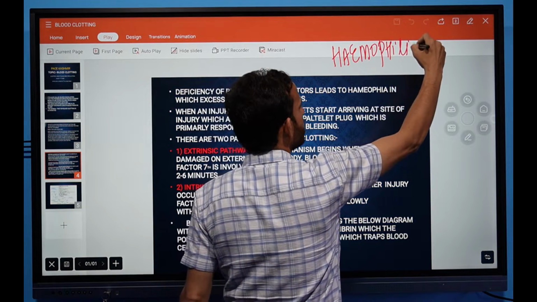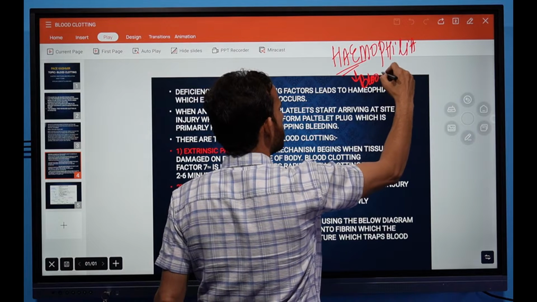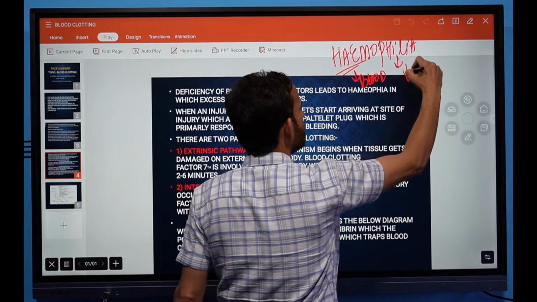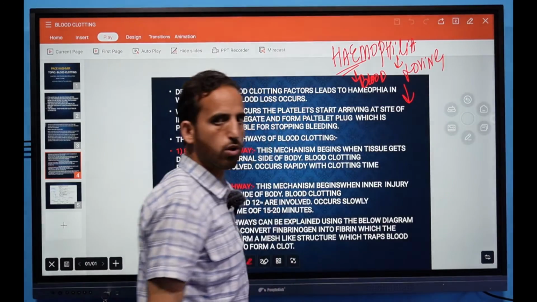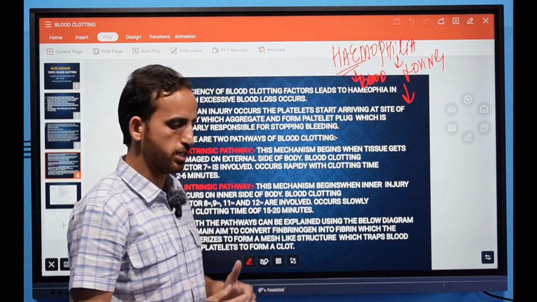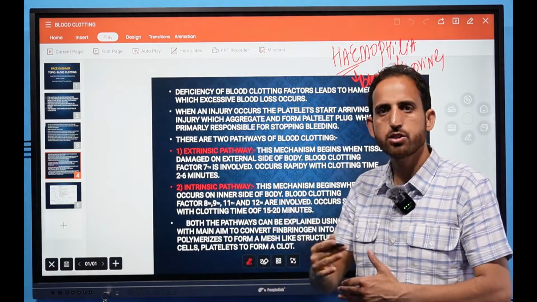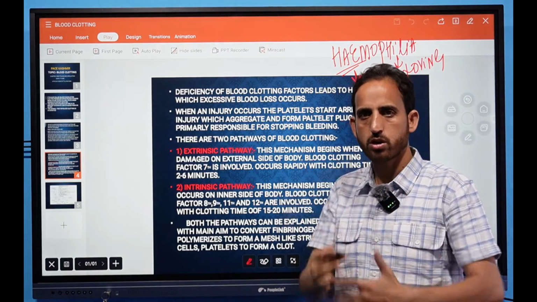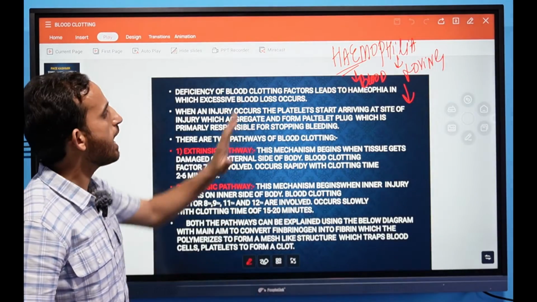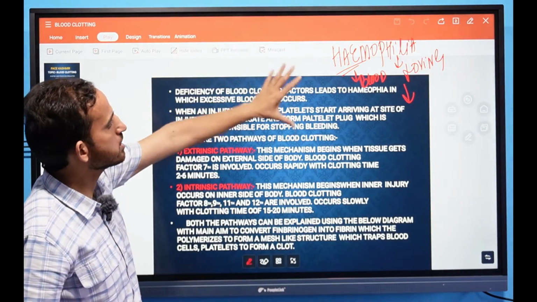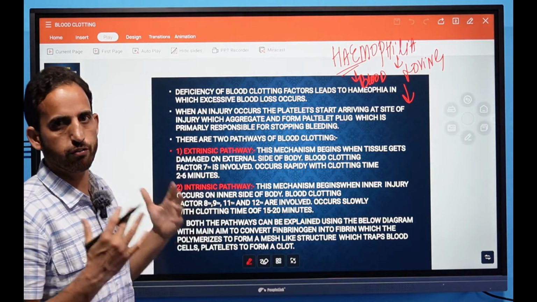So what is hemophilia? Hemo is a term related to the blood, and philia means what, beta? Philia simply means loving. So hemophilia is also called a blood loving disease. During hemophilia, excessive loss of blood occurs, and the reason responsible for this is the deficiency of blood clotting factors.